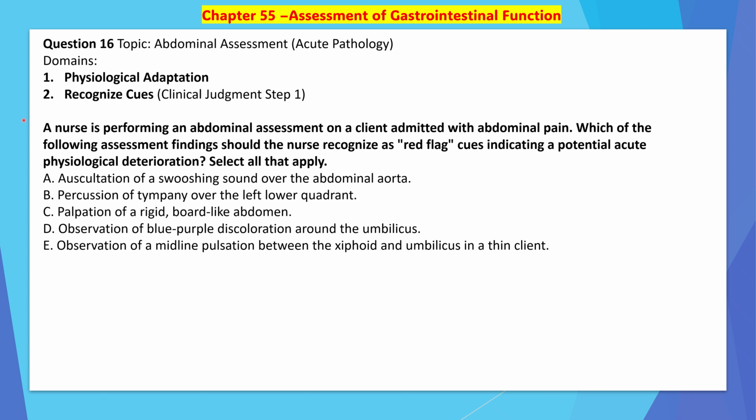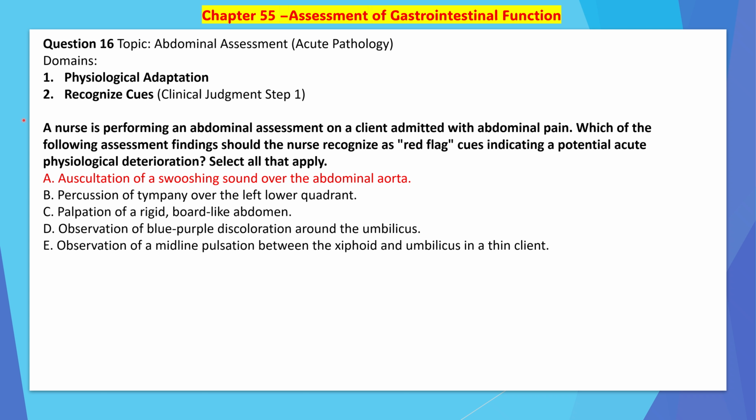A. Auscultation of a swishing sound over the abdominal aorta. B. Percussion of tympany over the left lower quadrant. C. Palpation of a rigid board-like abdomen. D. Observation of blue-purple discoloration around the umbilicus. E. Observation of a midline pulsation between the xiphoid and umbilicus in the thin client.